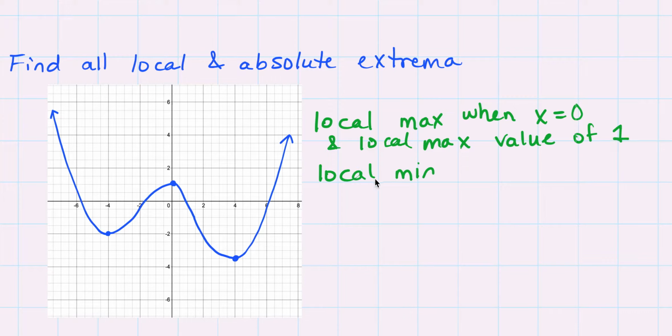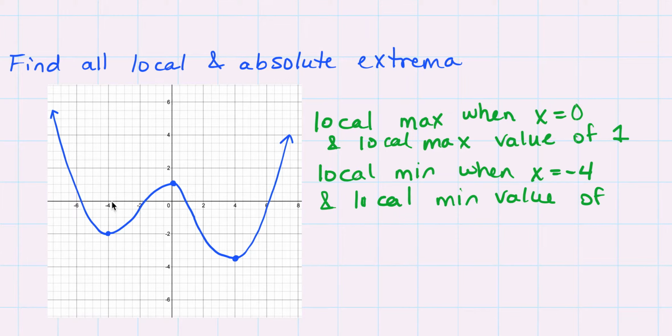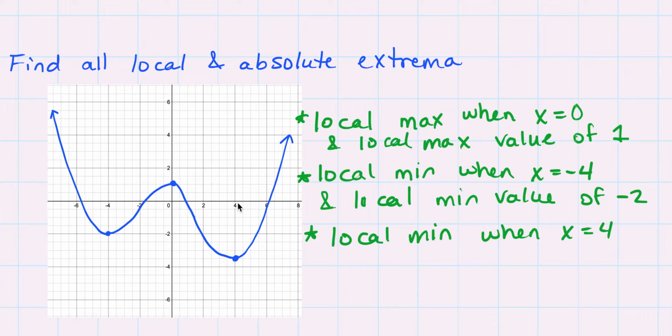We have a local min when x is equal to -4 and a local minimum value of -2. So that's 1, 2. We have another local min when x is equal to +4. And it looks like our y-coordinate is -3.5.